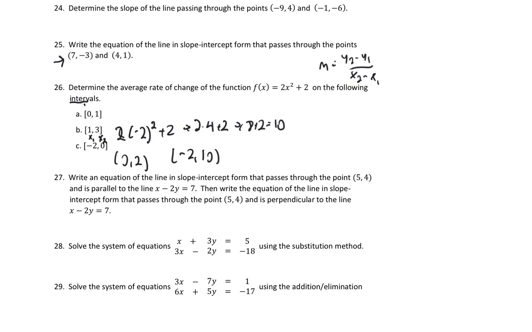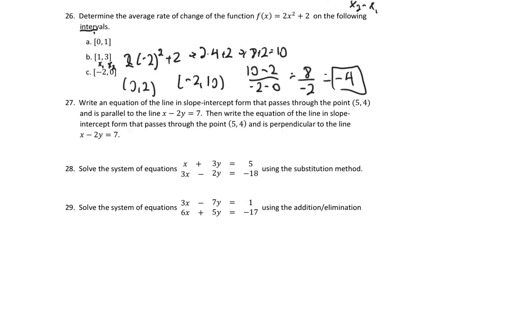Continuing on, we got to find the slope between these 2 points. So we'll do 10 minus 2 over -2 minus 0. We get 8 over -2, which is -4. So our average rate of change in this interval is -4.